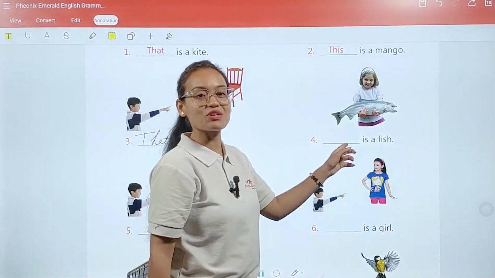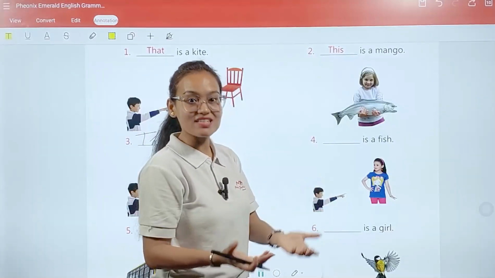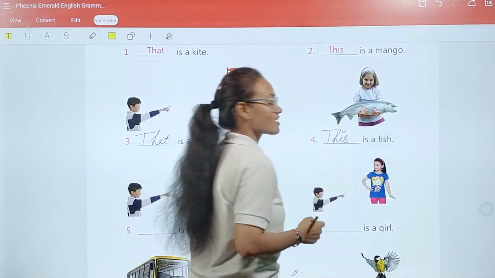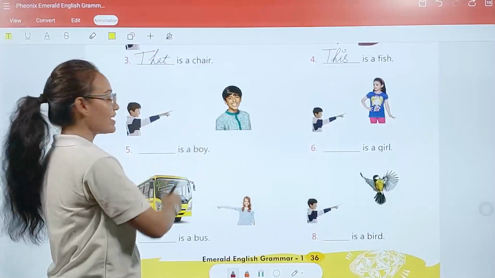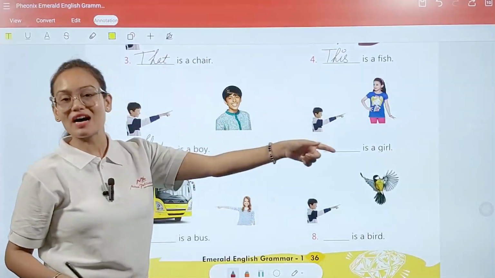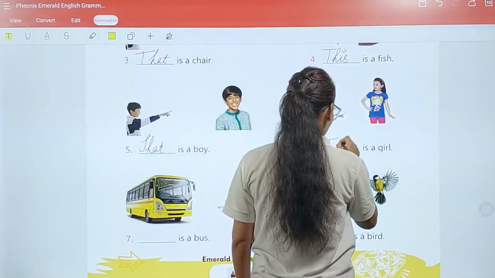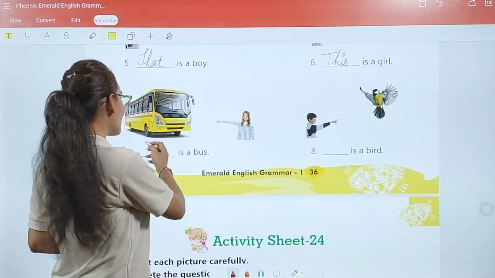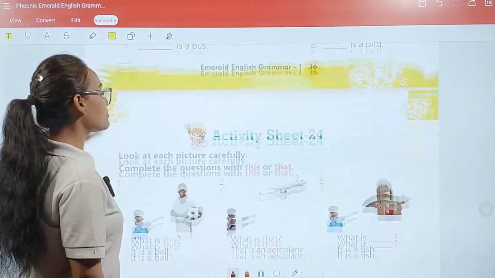Now what are we going to write here? This girl is holding a fish in her hand. It means this. This is a fish. Now dash is a boy. Here we are going to use that. That is a boy, because that boy is far from this boy. Dash is a girl. This is a girl. In this way, my dear students, you have to complete 7 and 8 according to the suitability of this and that. Now, activity sheet number 24.